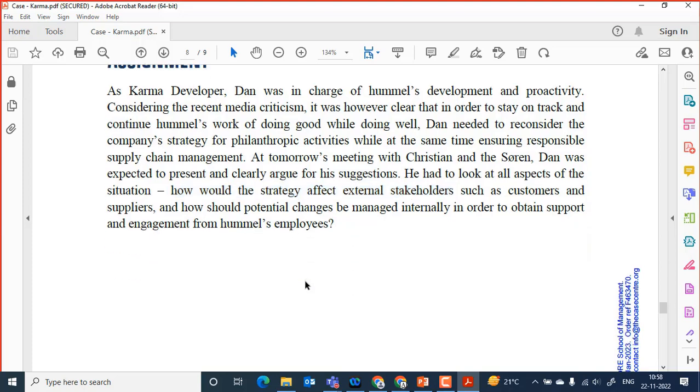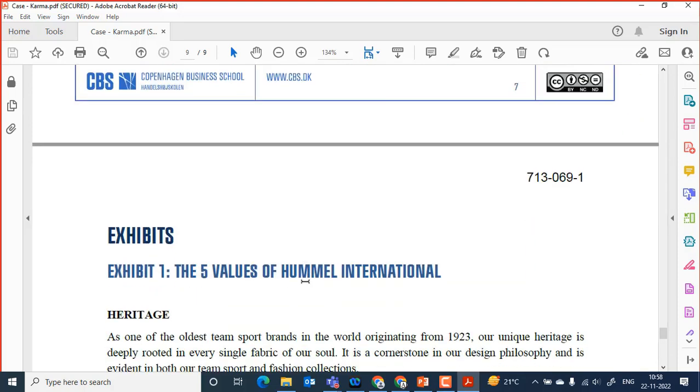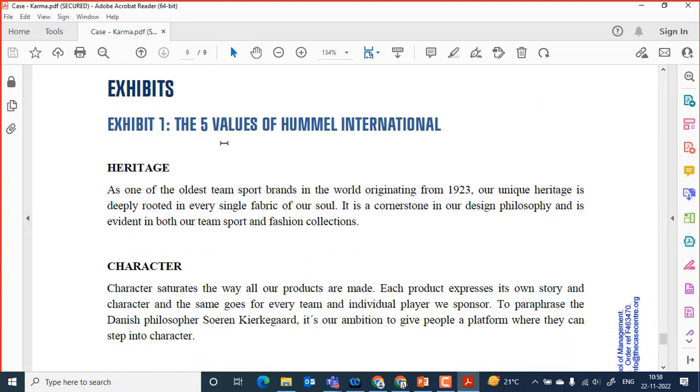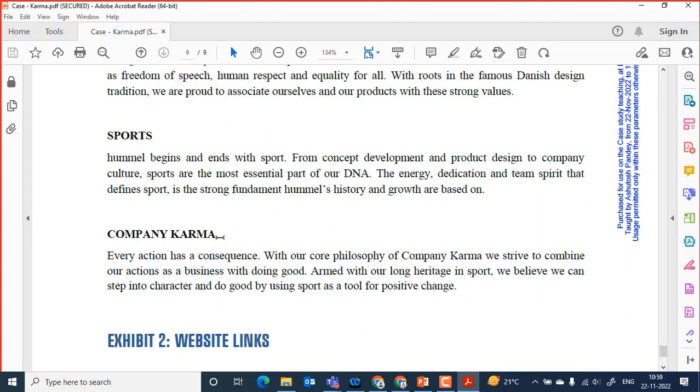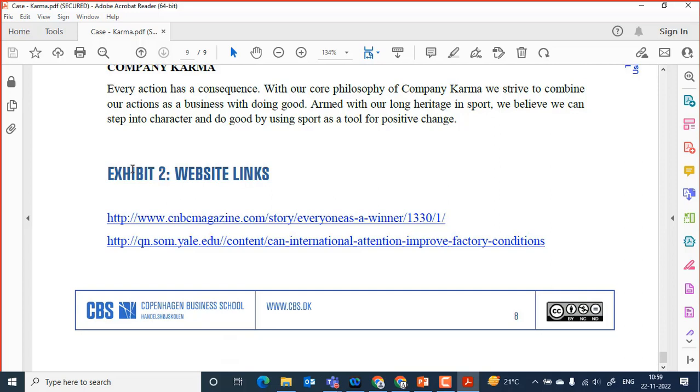They have left it. They have not given a solution here. If you see, they have not given any answer here. Now, exhibits are important. They have given exhibits in the sense of Hummel International's values. These are maybe secondary data, or maybe taken from the company itself. Then they have given some links. So either you can call it exhibits or you can call it references.